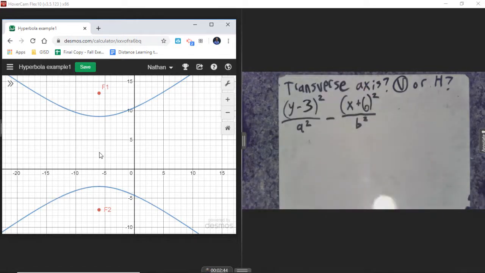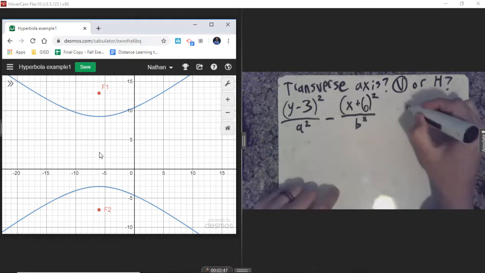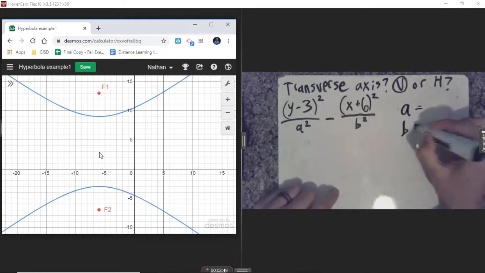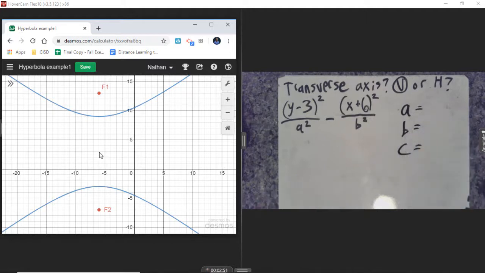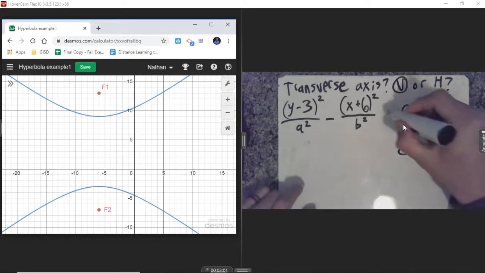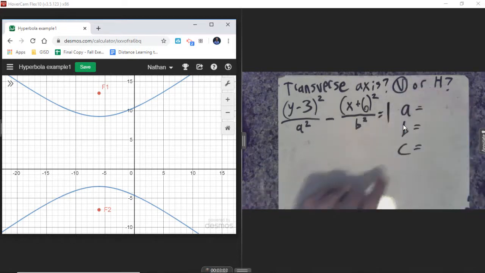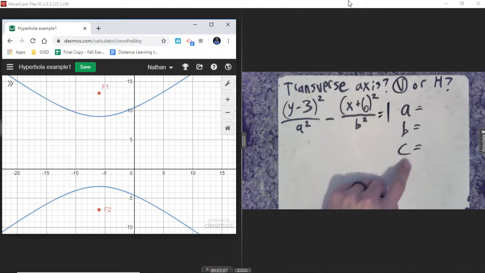Now we've got that taken care of. We've got to find a, we've got to find b, and we're going to use c to find one of these two. There's that working relationship between a, b, and c, and you don't always need to find c, but in this particular one, I'm going to tell you that you do need to find c.